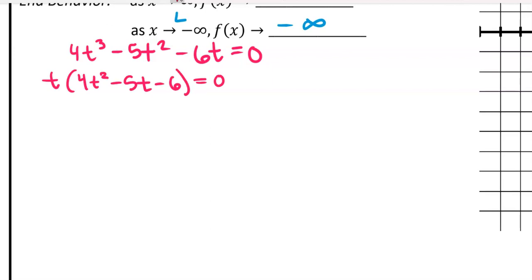Now we can go ahead and focus on this set of parentheses right here, and we're going to do the ABC thing where this is A, B, and C. We're going to multiply A times C, which is 4 times negative 6. That gives us negative 24. So we're looking for factors of negative 24 that add up to our B value, negative 5.